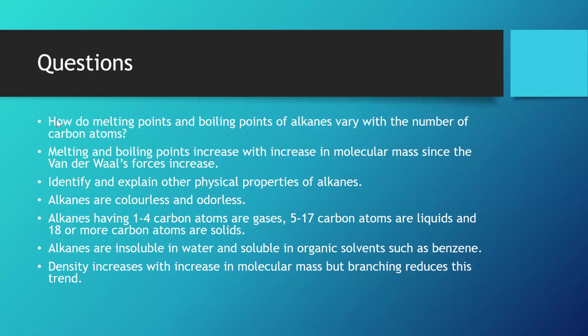Okay, so like I was saying, when you're looking at how melting and boiling points vary with the number of carbon atoms, we say that the melting point increases with increase in molecular mass since the van der Waals forces increase. So like I said, when the carbon chain increases, you realize that the molecular mass will also increase. For example, who remembers the name of the alkane that has two carbon atoms? You can post in the chat or raise your hand and tell us.